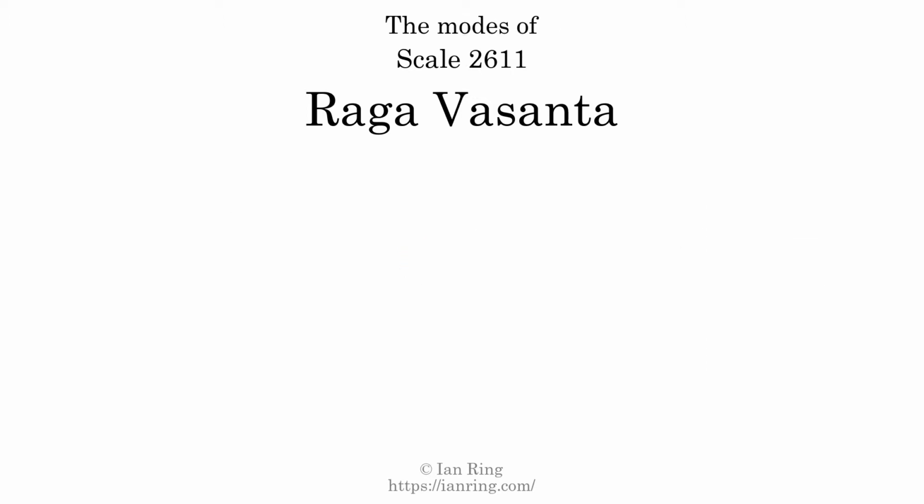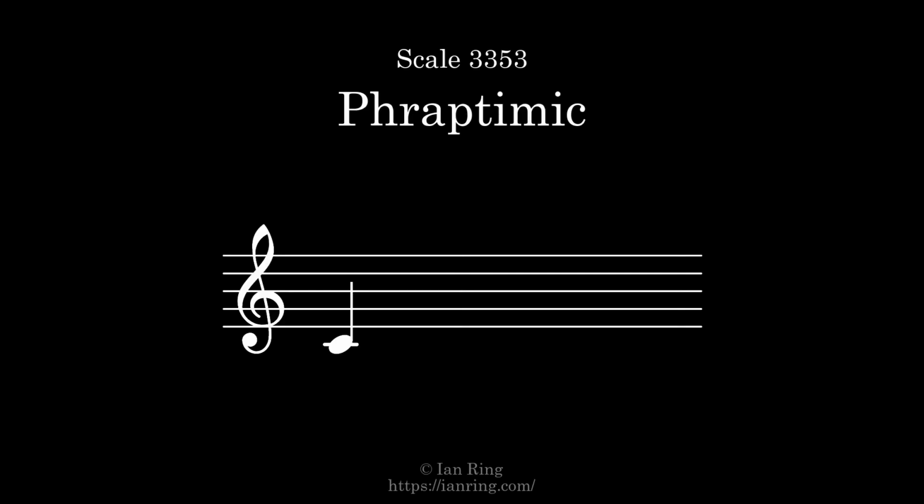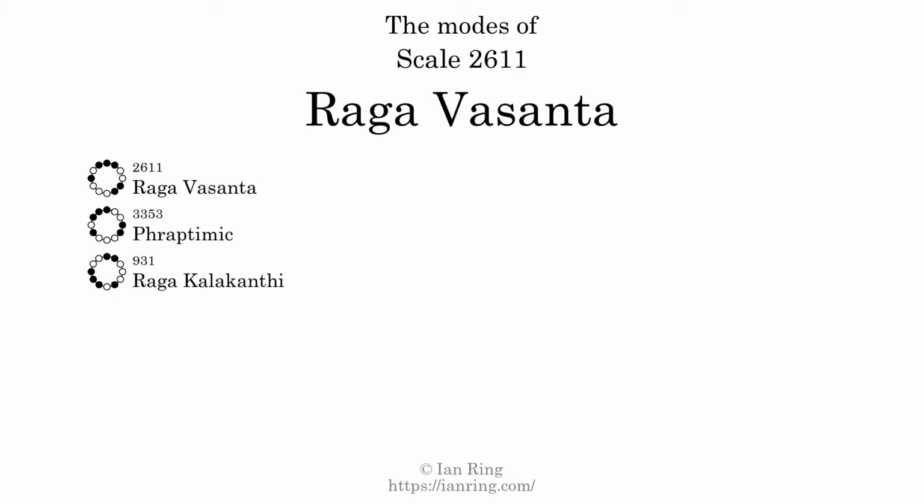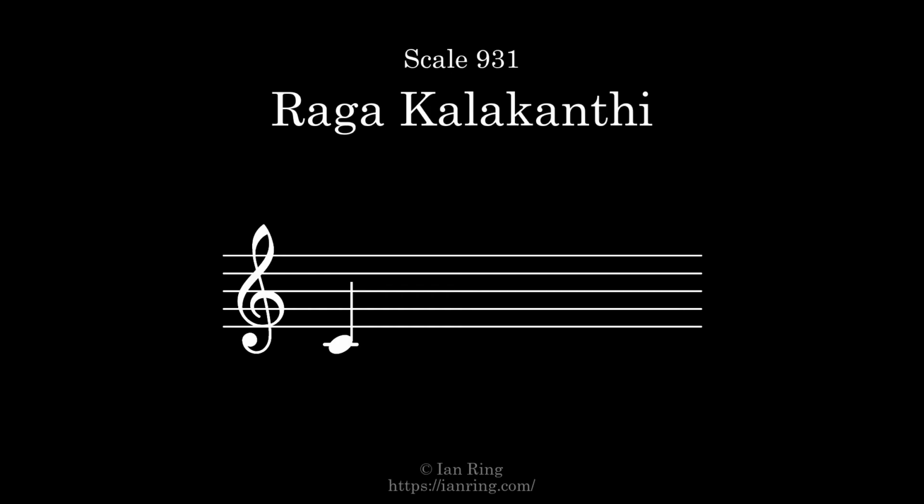This scale has 6 modes. The first mode is itself. The second mode is scale 3353, also known as fractimic. It sounds like this. The third mode is scale 931, also known as Raga Vasanta. It sounds like this.